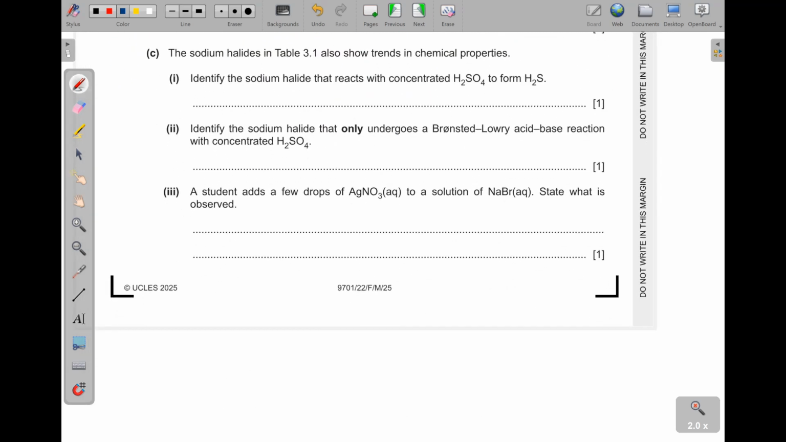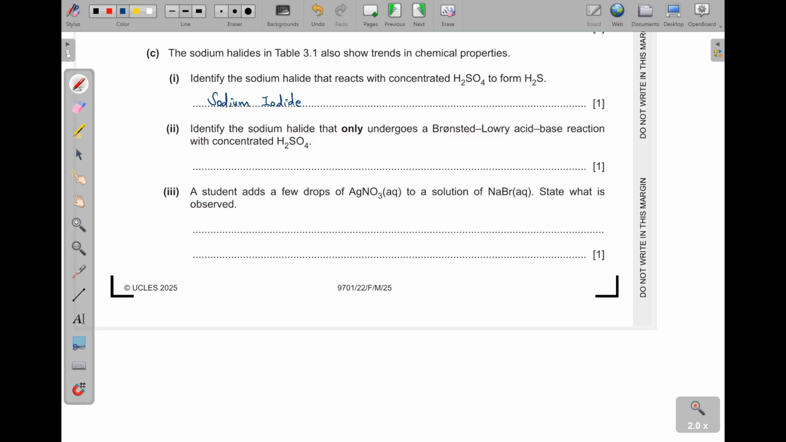Then part C, the sodium halides in table 3.1 also show trends in chemical properties. Identify the sodium halide that reacts with concentrated sulfuric acid to form hydrogen sulfide. Of course, that one has to be sodium iodide.